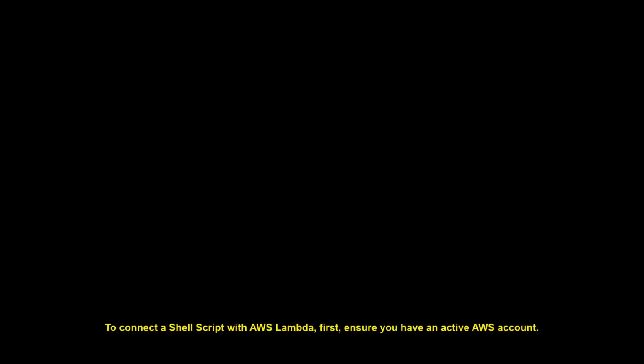To connect a shell script with AWS Lambda, first, ensure you have an active AWS account. Begin by creating a new Lambda function in the AWS Management Console. Navigate to the AWS Lambda service and click on Create Function. Select Author from Scratch to start with a new function.